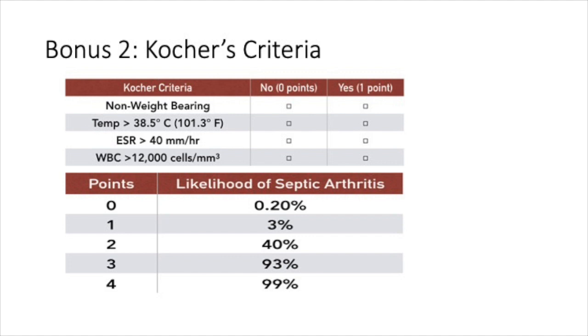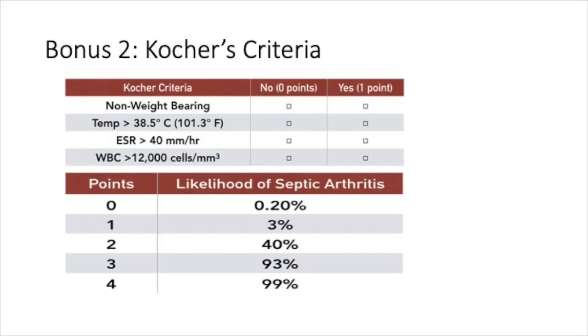Here I have put up a criteria called Kocher's criteria. This criteria is used in an unwell looking septic child with joint swelling or inflammation, or a limping septic child. Think of this criteria with your clinical acumen and consider the diagnosis of septic arthritis. If two of these criteria are fulfilled, there is a 40% chance that the child has septic arthritis. Staphylococcus aureus is the most common organism over here.